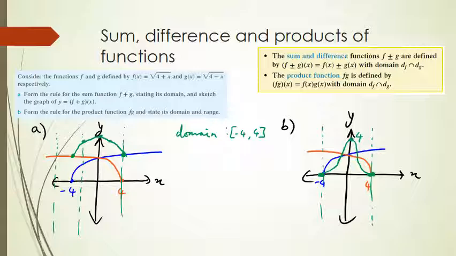So then the domain for this one is the same as the previous one, -4 to 4. And then the range, you can see it goes up to 4, so then it goes from 0 to 4.